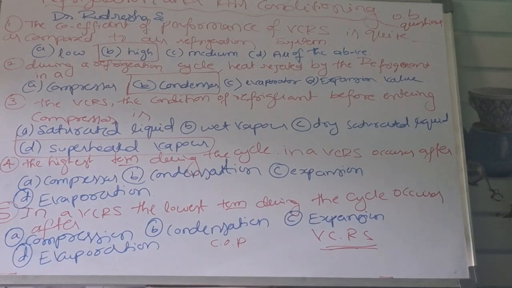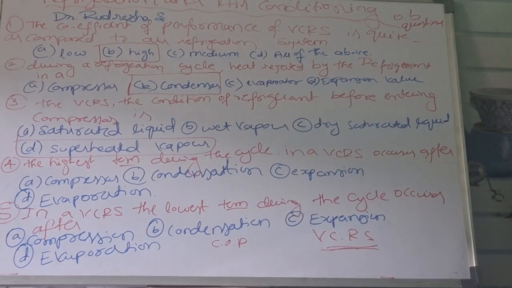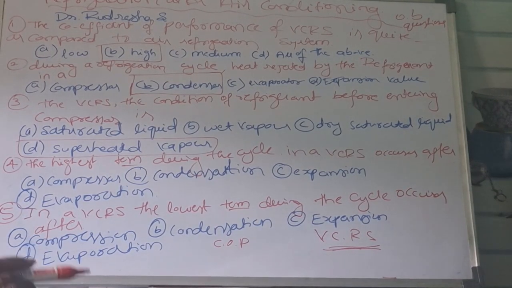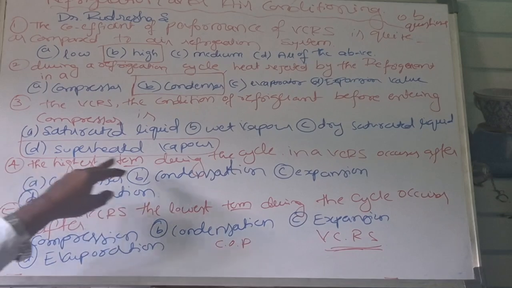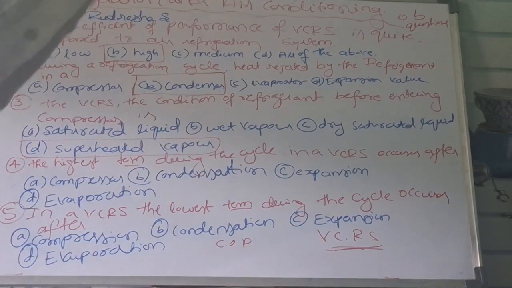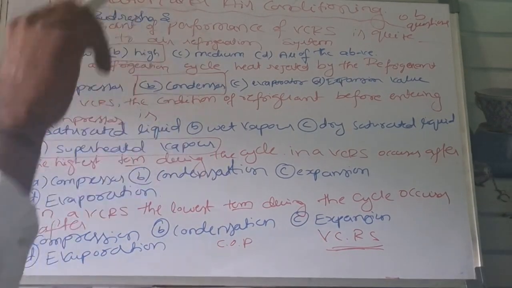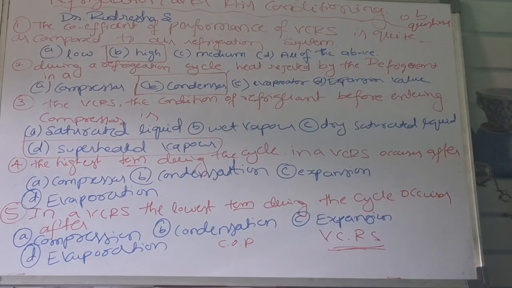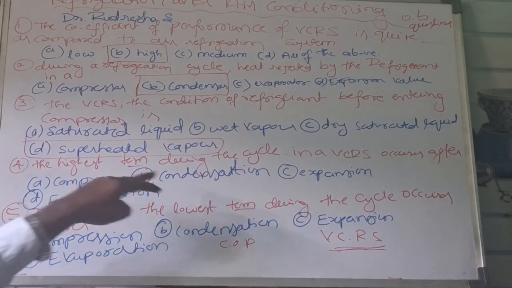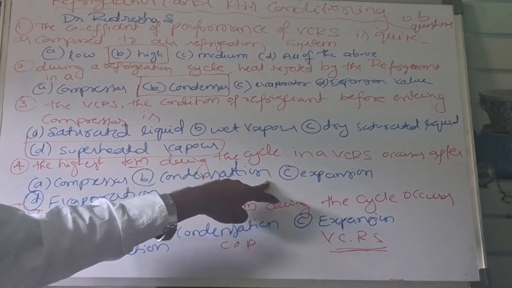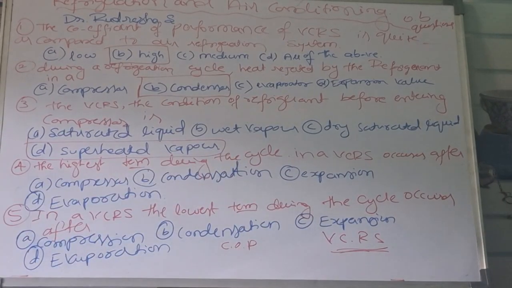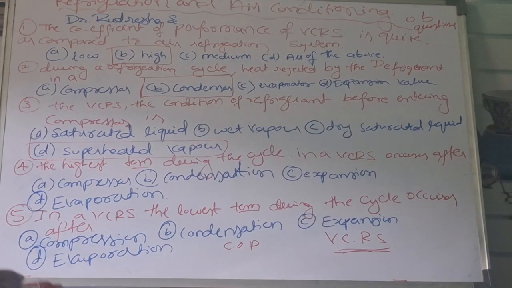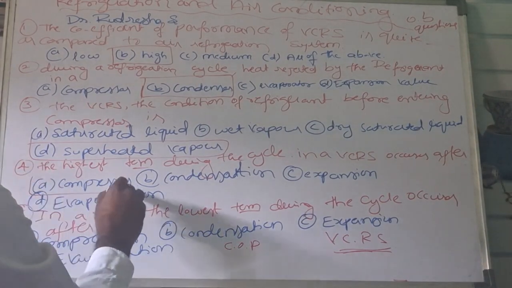See the fourth one: the highest temperature during the cycle in a vapor compression refrigeration system occurs in which process? First one is compression, second is condensation, third is expansion, and fourth is evaporation. See here, the fourth question, the answer is compressor.